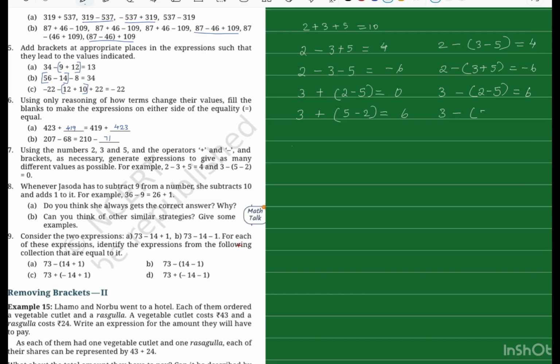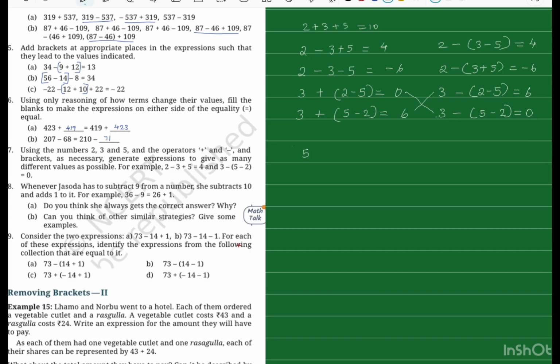Next we can interchange the numbers 5 and 2, then we will get 3 minus 5 minus 2 is 3, so 3 minus 3 is 0, so the answer is 0. So we can see that these two expressions are equal and these two expressions are equal.